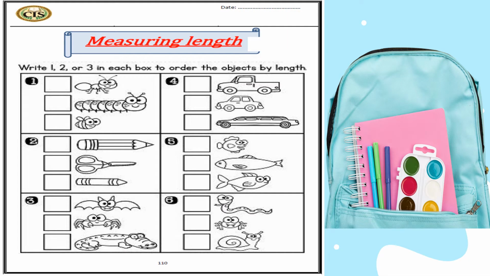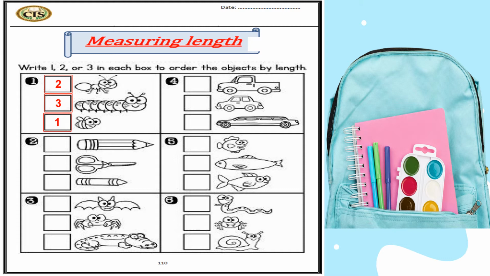Now let's open our booklet. Write 1, 2 or 3 in each box to order the objects by length. Number 1. Which of these objects is the shortest? Yes, the third one. So we will give it number 1. And which of them is longer? The first one, we will give it number 2. And which of them is very long? Yes, this one, we will give it number 3.